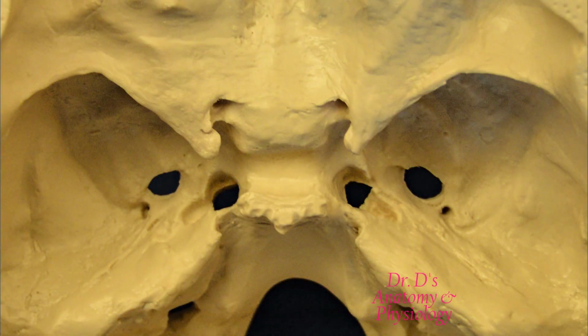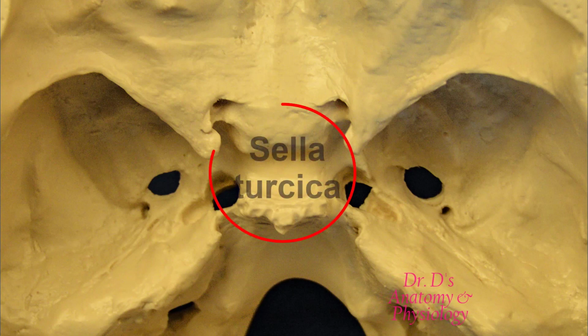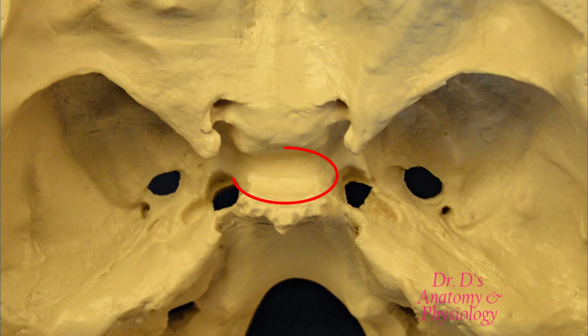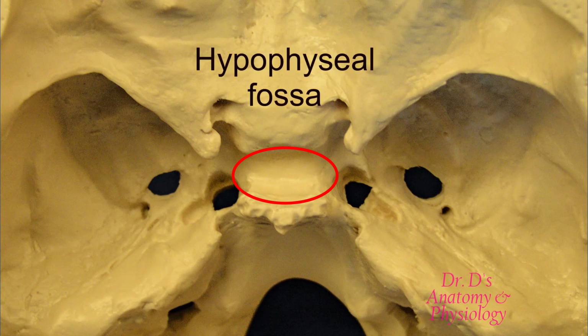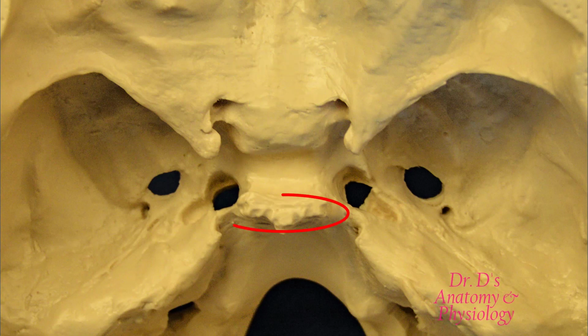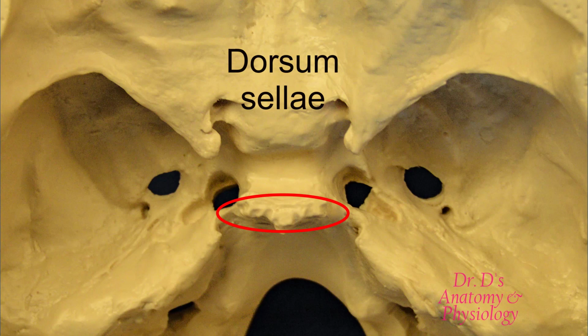Okay, let's review with this specimen, where you might see the tuberculum celli a little bit better. So here again is the sella turcica, and here is the tuberculum celli. So this would correspond to the front of the saddle, which would be higher in the Turkish saddle than it would be, for example, in a Western saddle, where you might simply have the horn of the saddle. Then we have the seat of the saddle, in which the pituitary rests, which again is the hypophyseal fossa, or the pituitary fossa. And then finally we have the back of the saddle again, which is the dorsum celli, the back of the saddle.